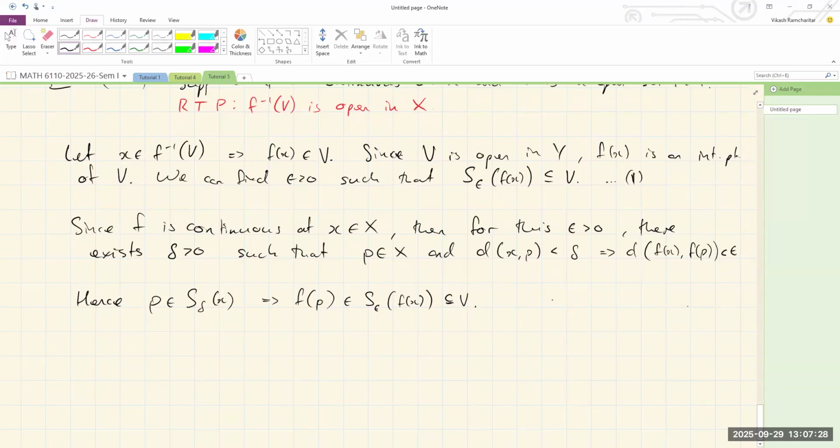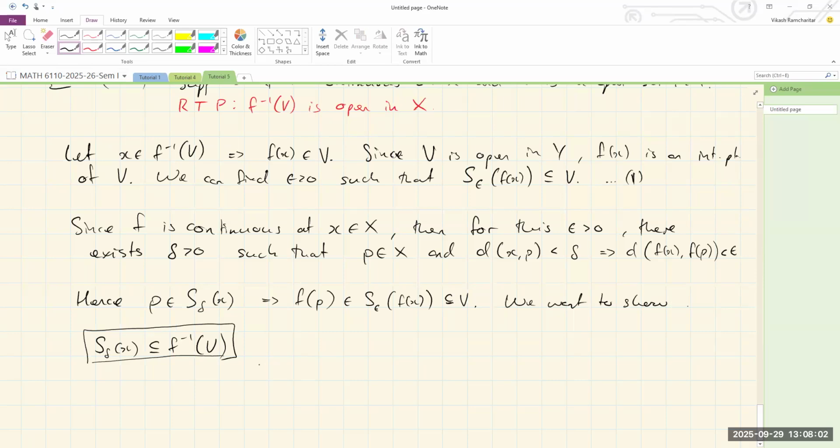So we want to show, first, that this delta sphere, if I say neighborhood, it's a sphere by the way, I mean the delta sphere, is inside of this guy, right? That's what I want to show.